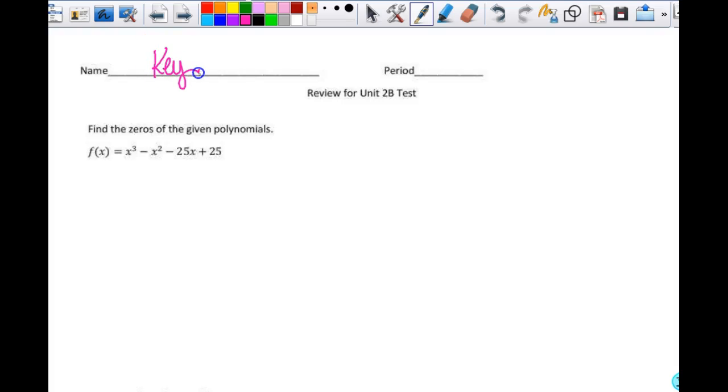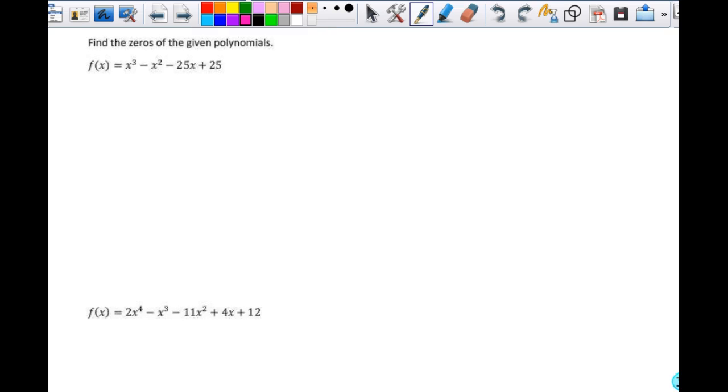Okay, so this is the review for your test. We're going to start by finding the zeros of the polynomials. We have multiple ways to do this. We may have to use the rational zero theorem and come up with all of the possible rational zeros and then test those using synthetic division. That is a possibility. We may have to go through quite a few to make that work.